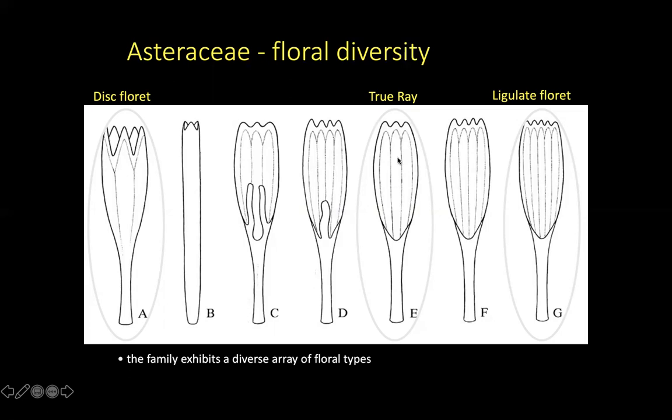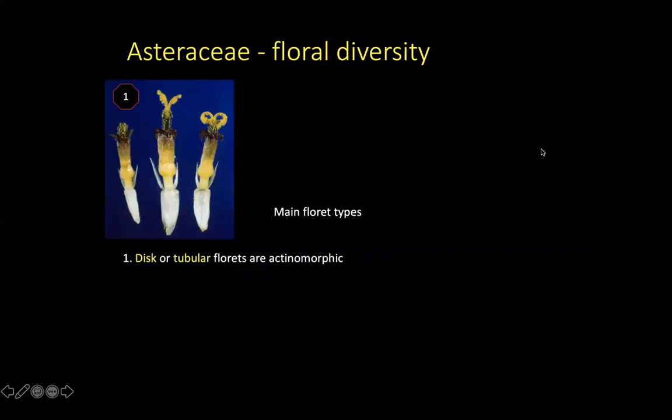There will be ray florets, which are to the outside. And then sometimes there will be ligulate florets, which are like rays, but the entire floret is going to be made of ligulate florets. I'm going to show you what that means in just a second. Ligulate florets are going to have 5 little notches on the tip.